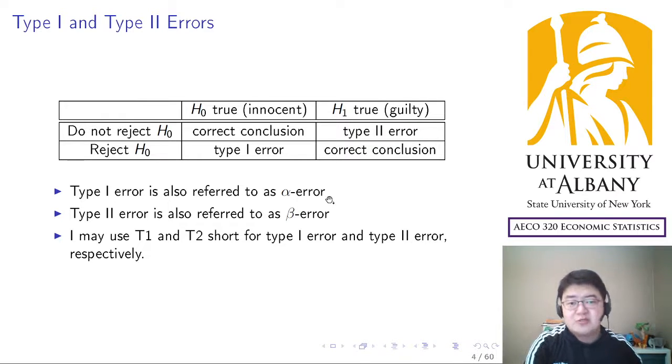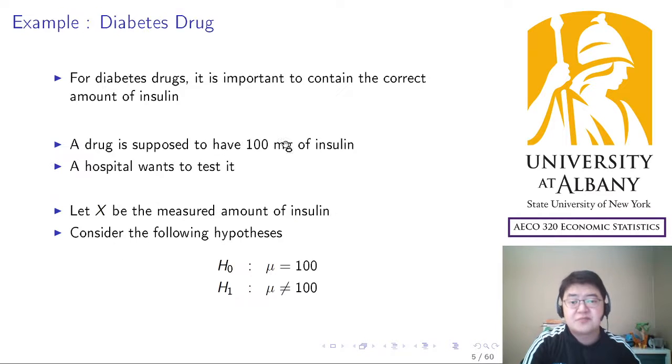Some textbooks use all different terms. Type 1 error is often referred to as alpha, type 2 error referred to as beta. But I'm going to use type 1 and type 2 errors as the terms to refer to these errors. And in this slide, I'm going to simply write T1 and T2. Anyhow, we have 4 cases, and 2 cases are correct decisions, and there are 2 types of errors.